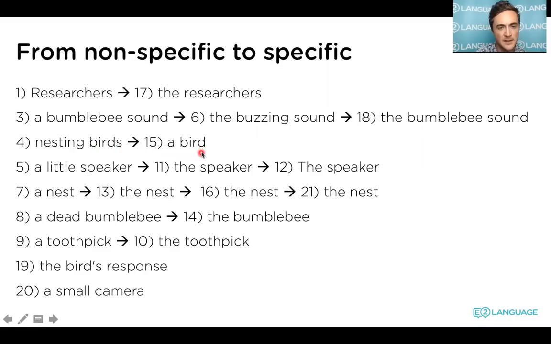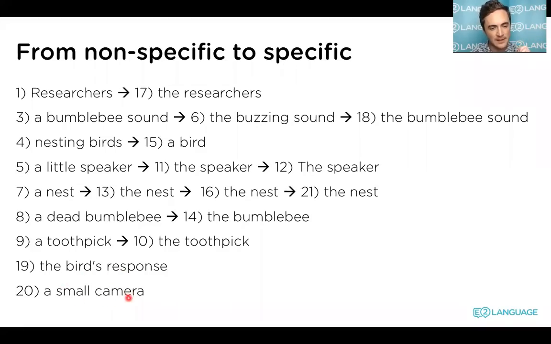Nesting birds, a bird. A little speaker, the speaker, the speaker. A nest, the nest, the nest, the nest. A dead bumblebee, the bumblebee. A toothpick, the toothpick. The bird's response had no connection. Why is it the response? Maybe I have to look at that. I think it's because it's a specific response, okay?